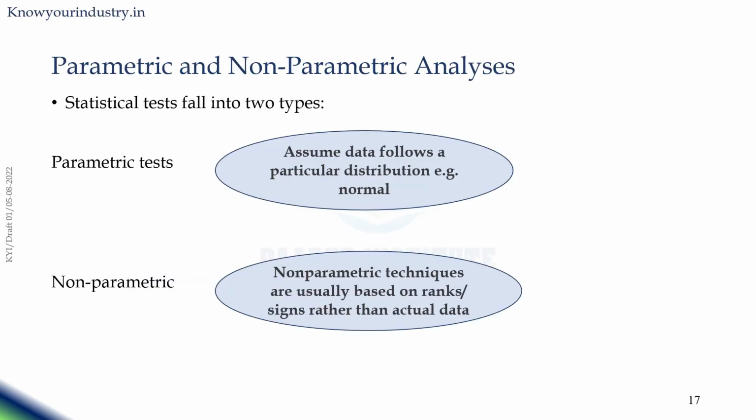Now we are going to see what is parametric analysis and what is non-parametric analysis. Generally, statistical tests fall into two types, parametric tests and non-parametric tests. So what is a parametric test? A parametric test generally assumes data follows a particular distribution, generally a normal distribution. When there is a non-normal distribution, then we go for a non-parametric analysis, which is usually based on ranks and signs rather than the actual data.